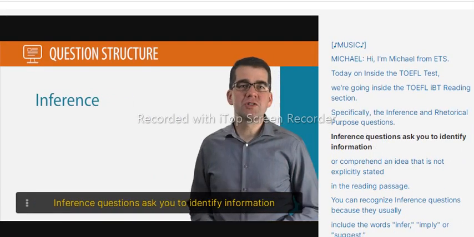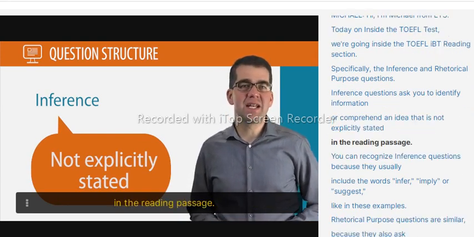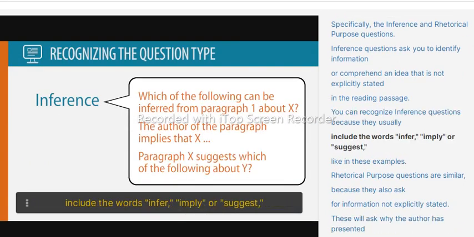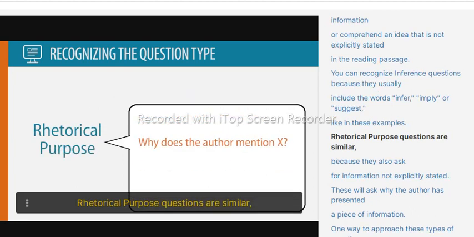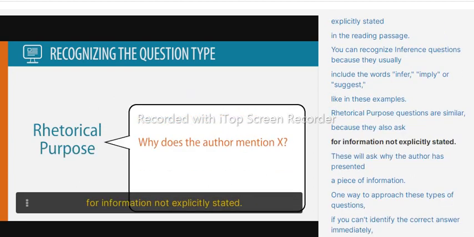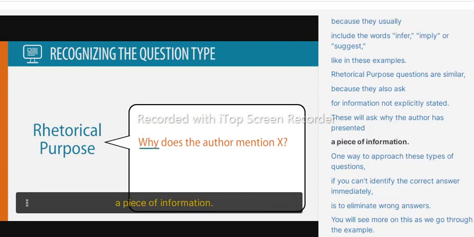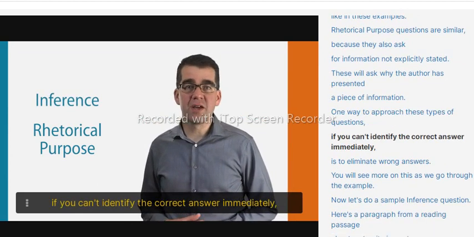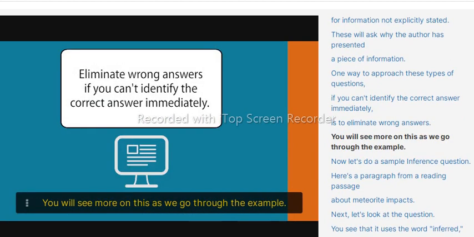Inference questions ask you to identify information or comprehend something that is not explicitly stated in the reading passage. You can recognize inference questions because they usually include the words infer, imply, or suggest, like in these examples. Rhetorical purpose questions are similar because they also ask for information not explicitly stated. These will ask why the author has presented a piece of information. One way to approach these types of questions, if you can't identify the correct answer immediately, is to eliminate wrong answers. You will see more on this as we go through the example.